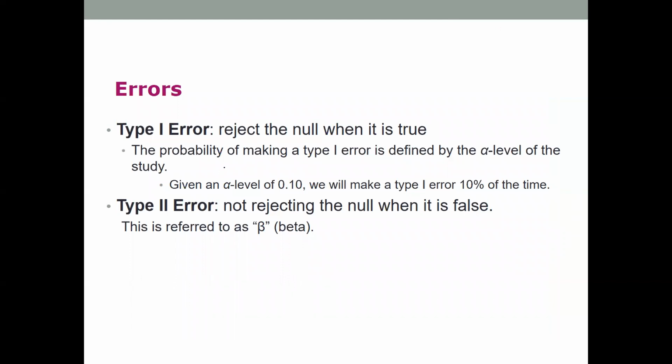Type 1 error is rejecting the null when it's true. You want to look at the probability of making a type 1 error, and that's defined by the alpha level. The alpha level of a study determines the probability of making a type 1 error. So given an alpha level of 0.10, we'll make a type 1 error 10% of the time. A type 2 error is referred to as beta, and it's when we don't reject the null when it is false.